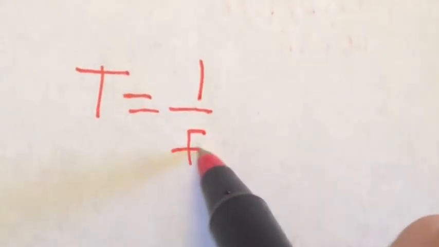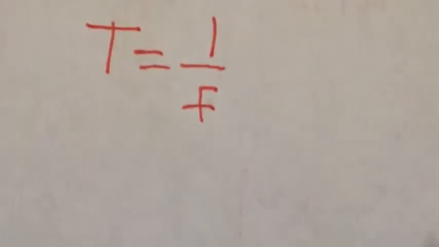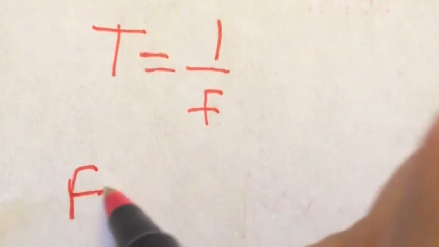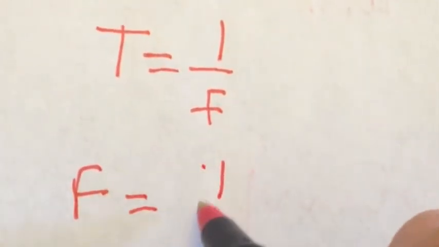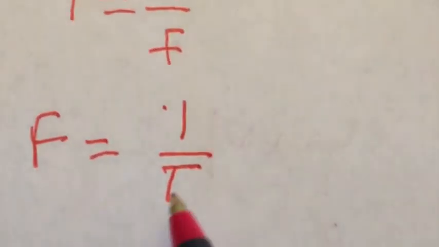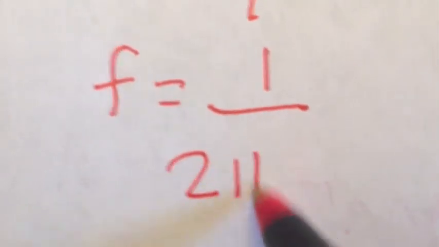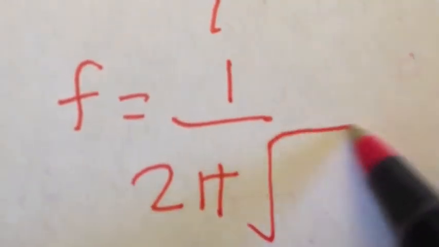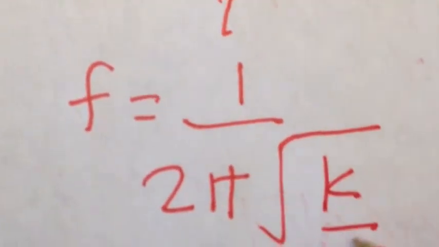So now to be able to find the frequency, we have to take the reciprocal of the time equation, which is 1 over the frequency. So frequency is going to equal 1 over time. And because we have already found out what T is in this equation, we just plug in: F equals 1 over 2 pi root K over M.